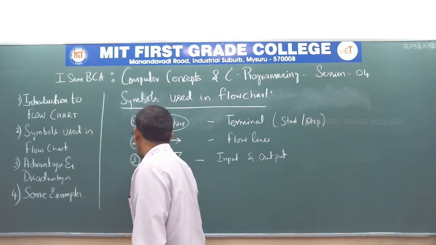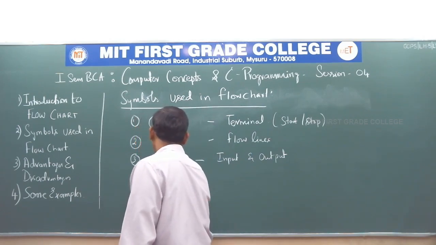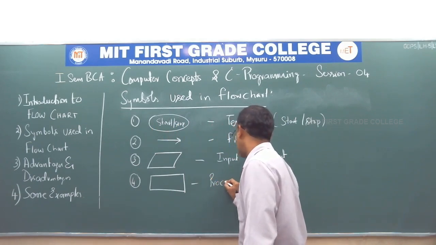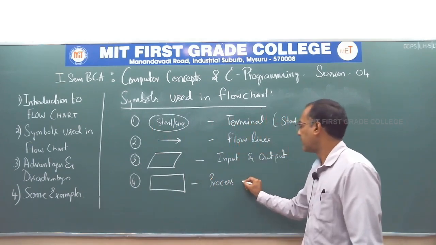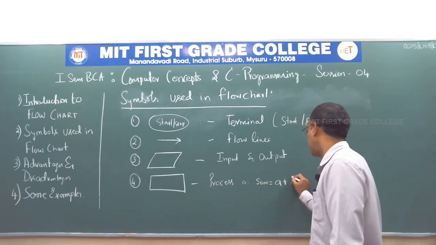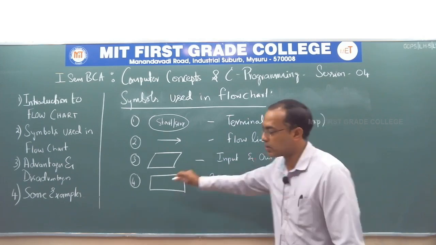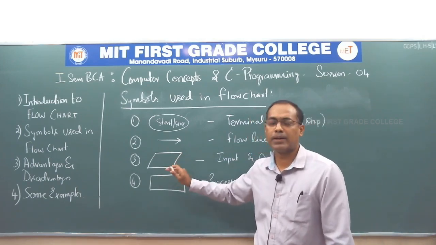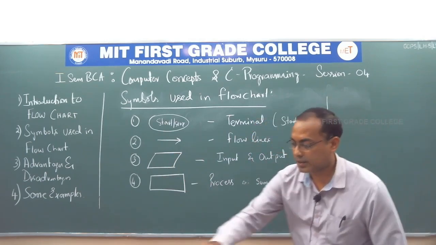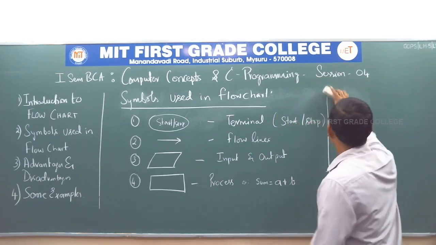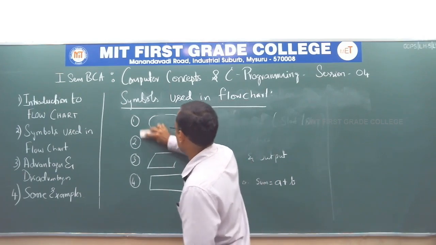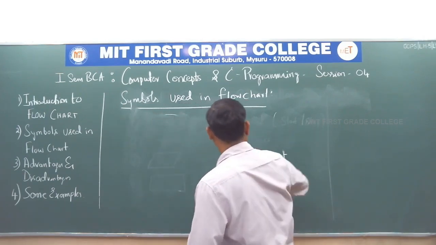The next symbol is a rectangle. This is used to represent a process or computation. For example, sum is equal to a plus b. So this one you are going to write down in this particular rectangular box. Next, we are going to look into some more. Since we don't have much space, I'll erase all these things.